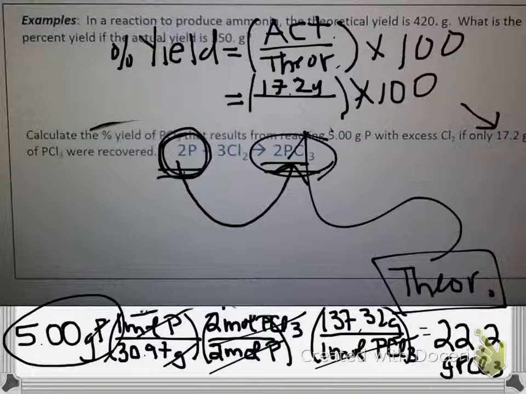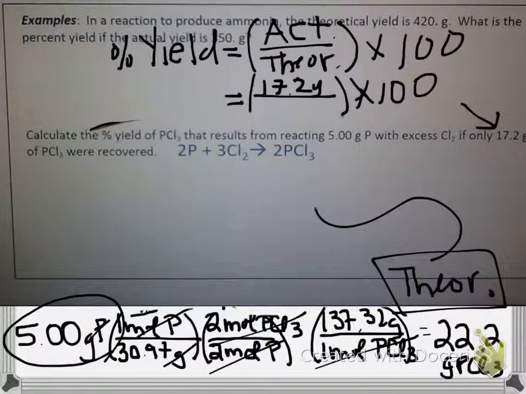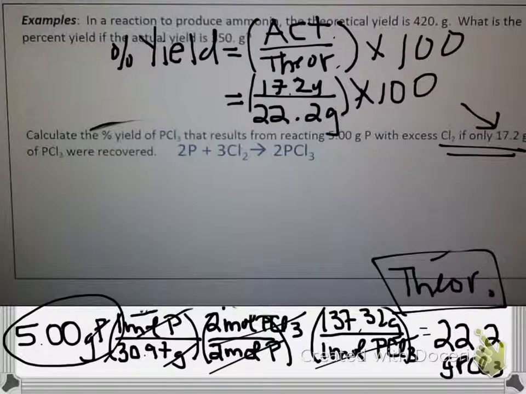Now do you see why it says only? When you read this question again, it says, calculate the percent yield of phosphorus trichloride that reacts from reacting 5 grams of phosphorus with excess chlorine. Here's the part. If only 17.2 grams were recovered. You see why they said only now? Because on paper, it looks like if all of that phosphorus reacted, you should make 22.2 grams.